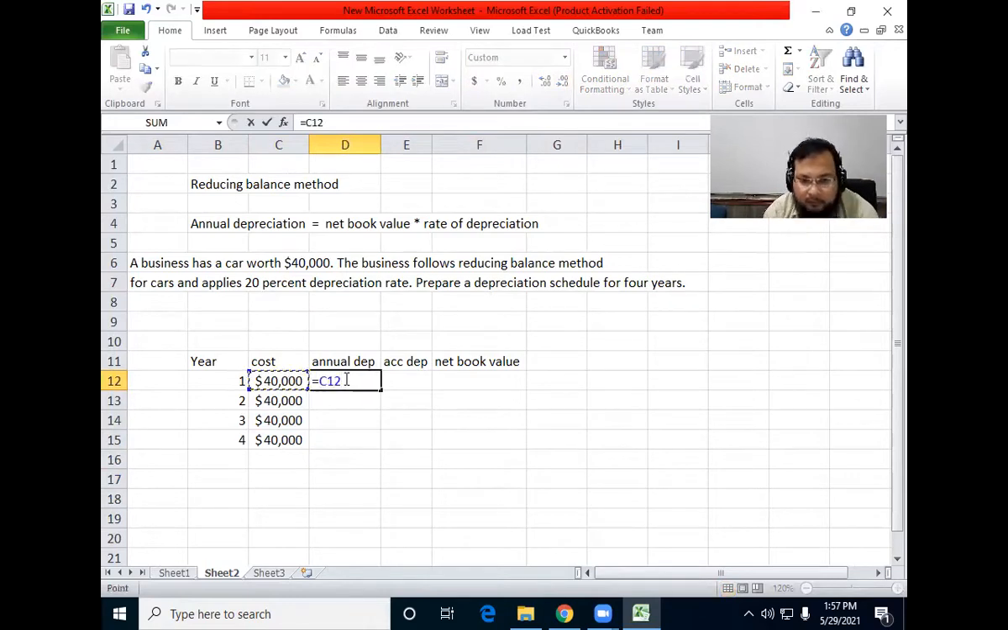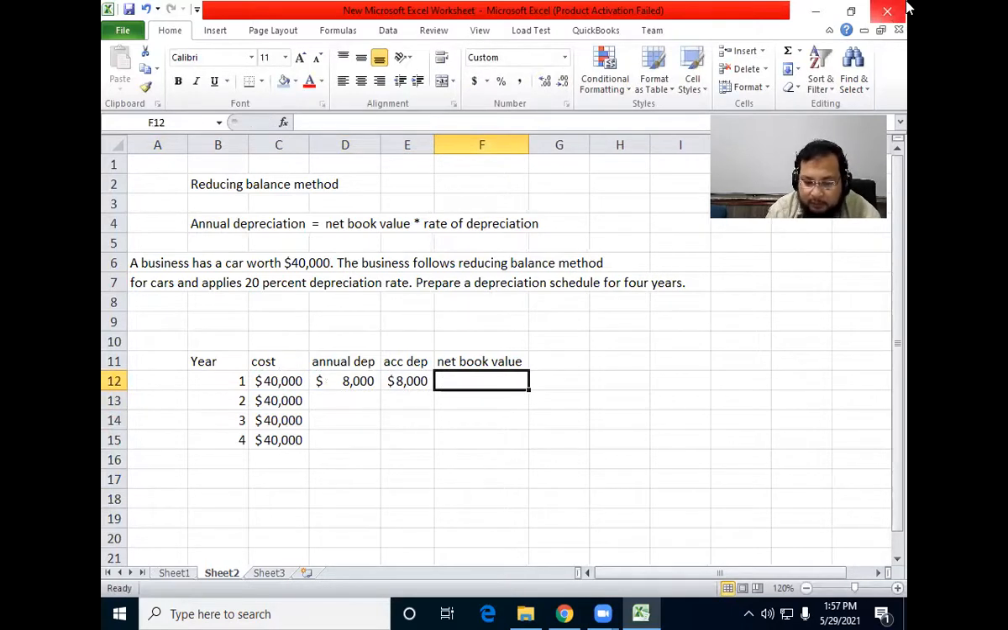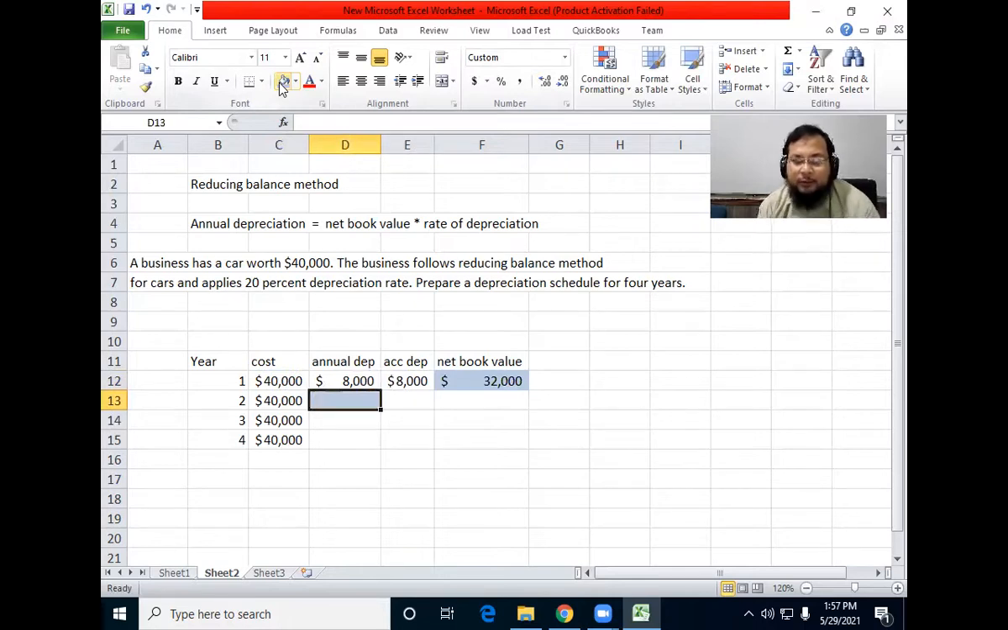And here we have 40,000 multiplied by 20%, or you can write it as 20 divided by 100. So this will be your annual depreciation. It will be your accumulated depreciation as well. And how do we calculate the net book value? We will take the cost less accumulated depreciation. But in the next year you will take the 20% depreciation of this 32,000, the net book value. So take this 32,000, multiply it by 20%, and you will get the depreciation of the next year.